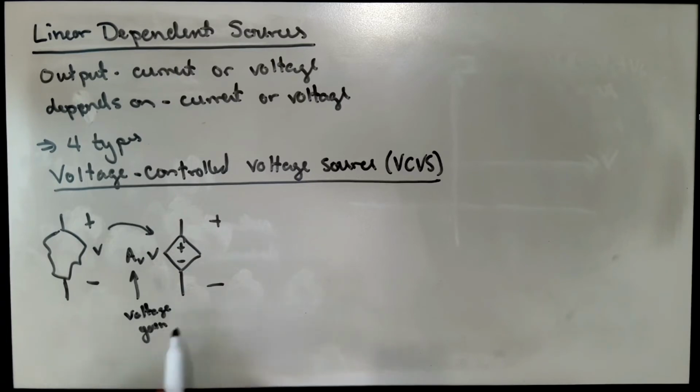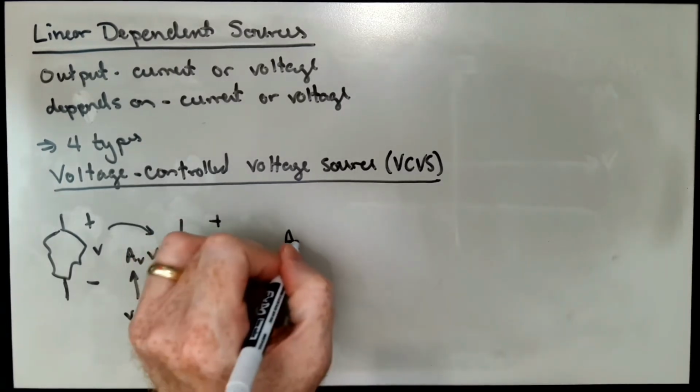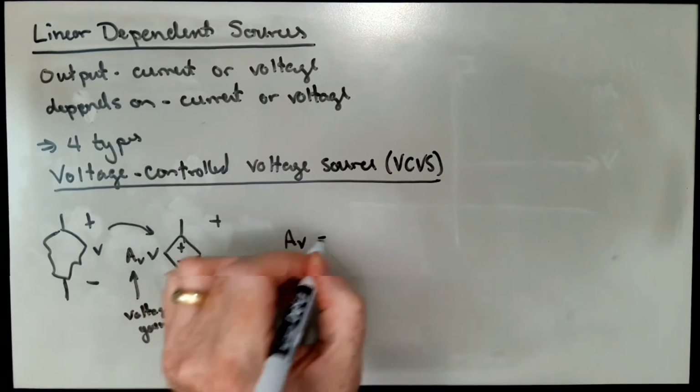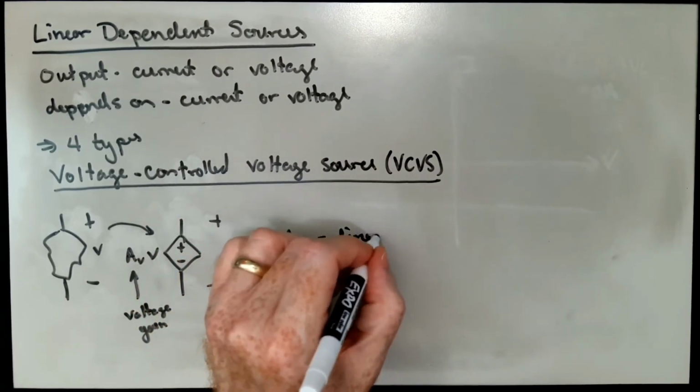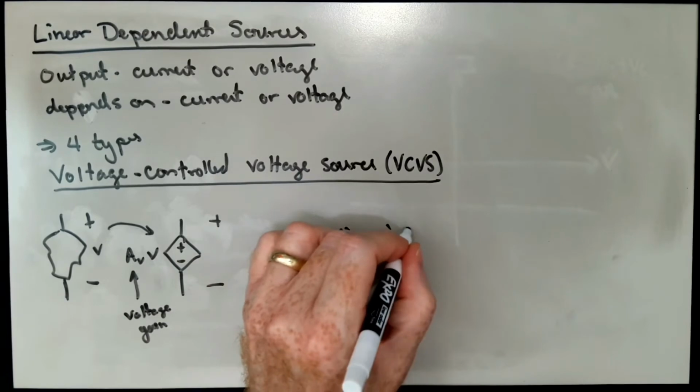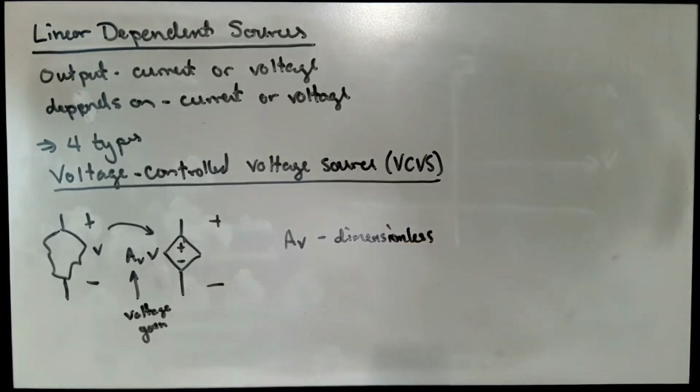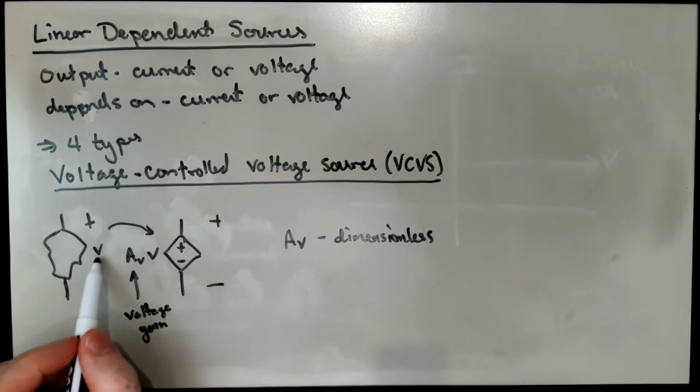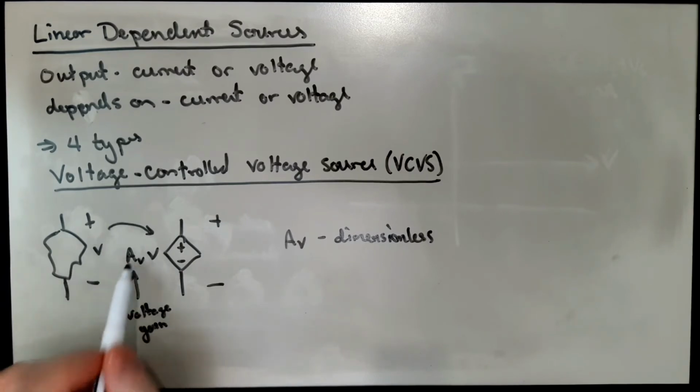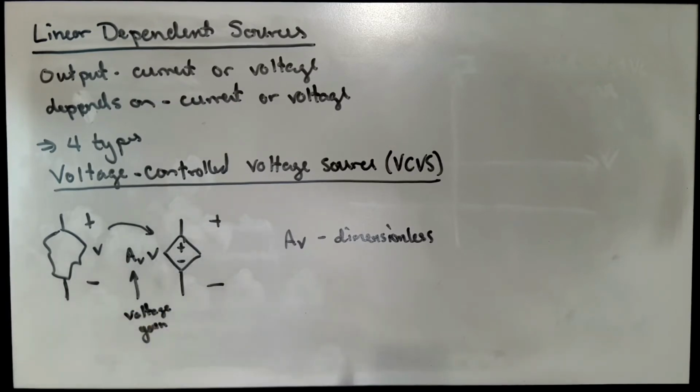Okay, so the parameter A sub V is the voltage gain, and that is dimensionless. So it's a number, and whatever the input voltage or the dependent variable happens to be, it gets multiplied by that number A, and that produces the output voltage.